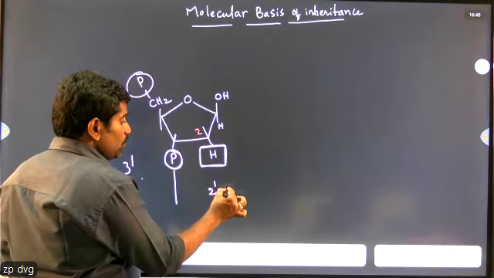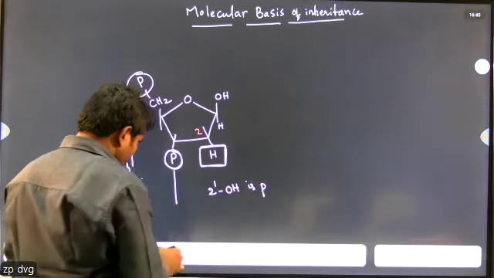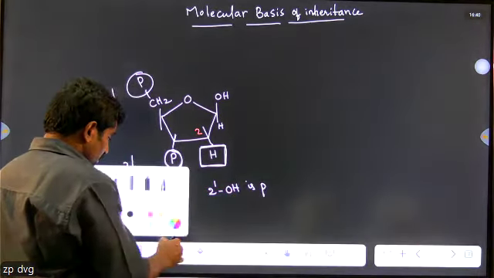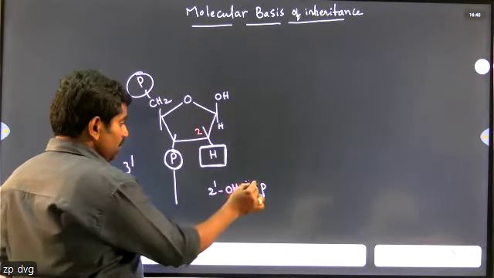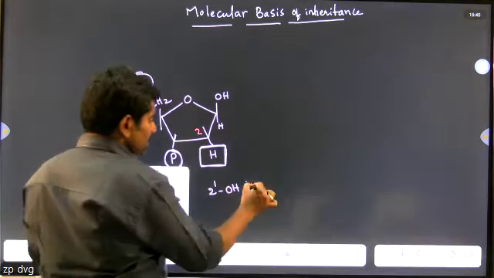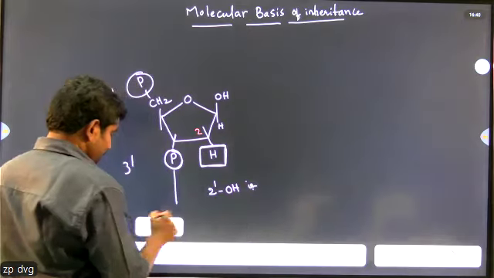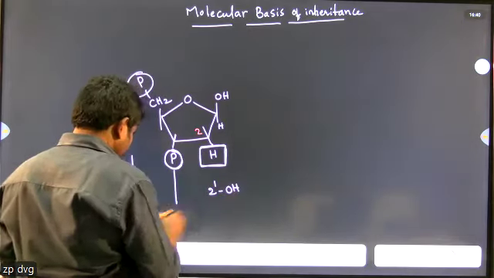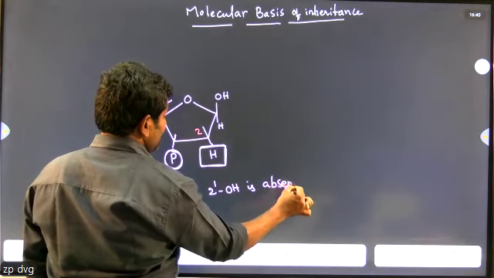So what we have to write is that the 2' OH group is absent. The 2' OH group is absent, we can say, so this is DNA.